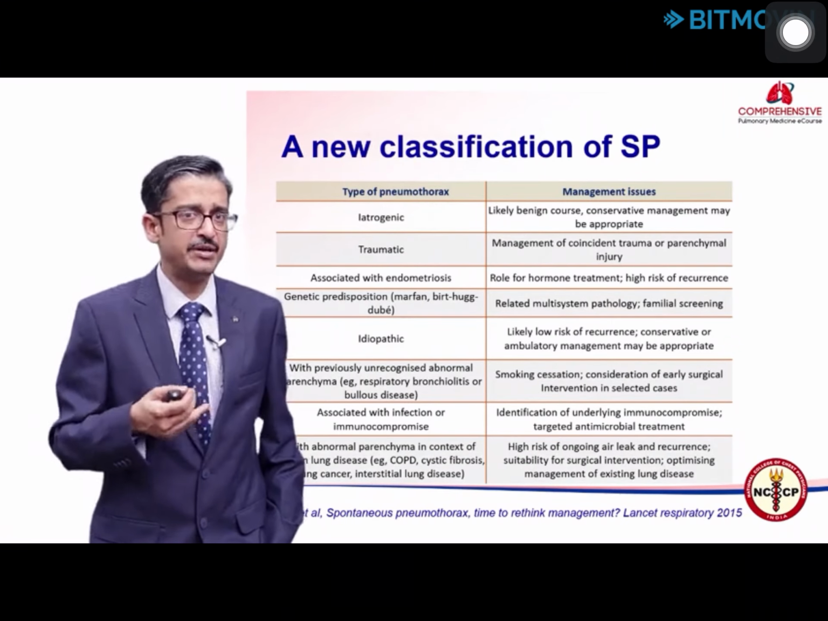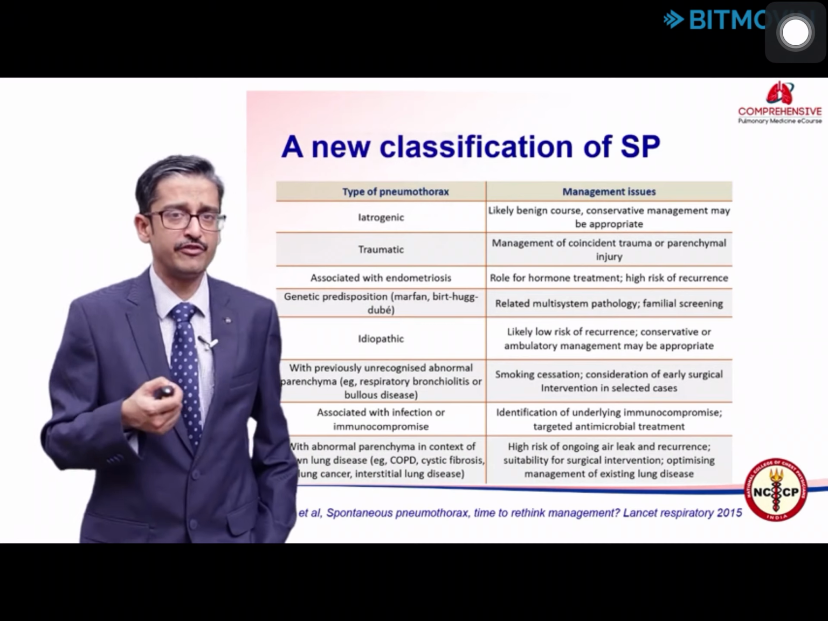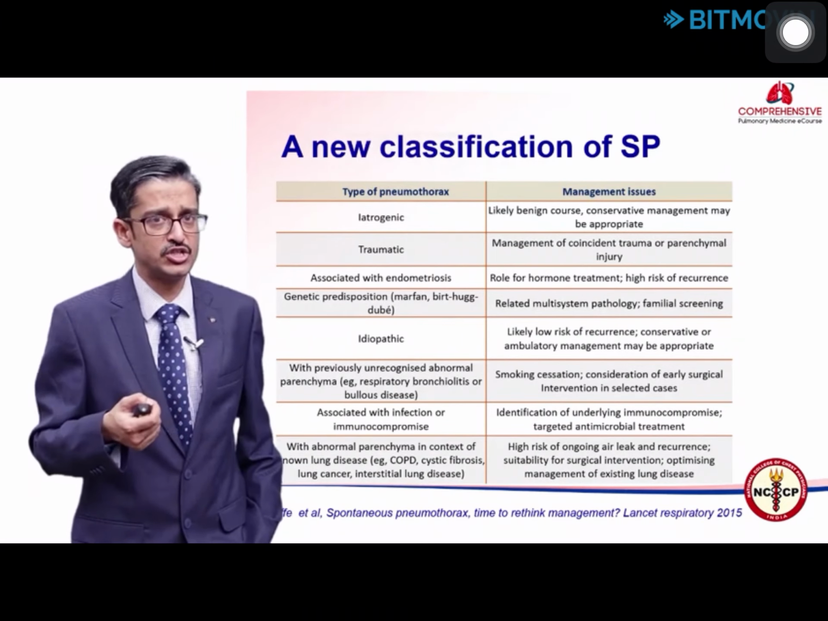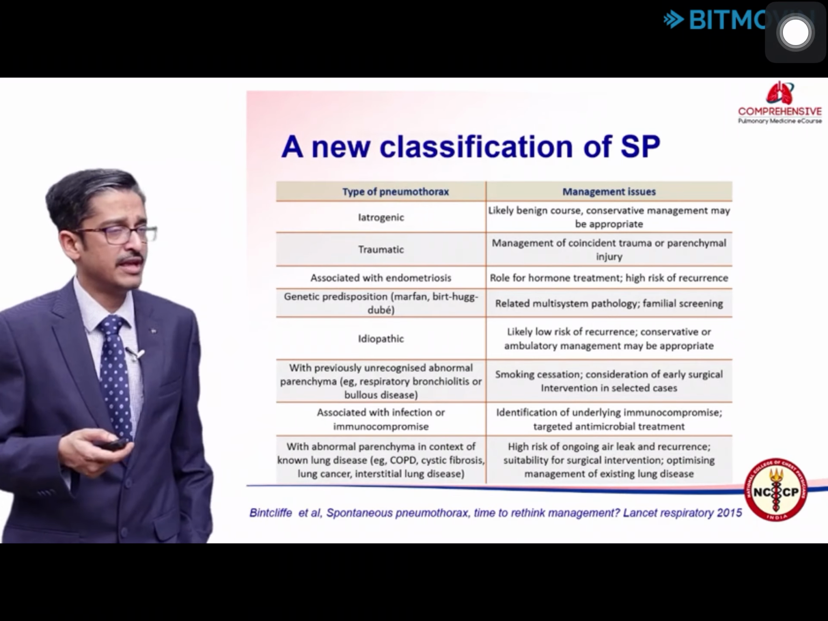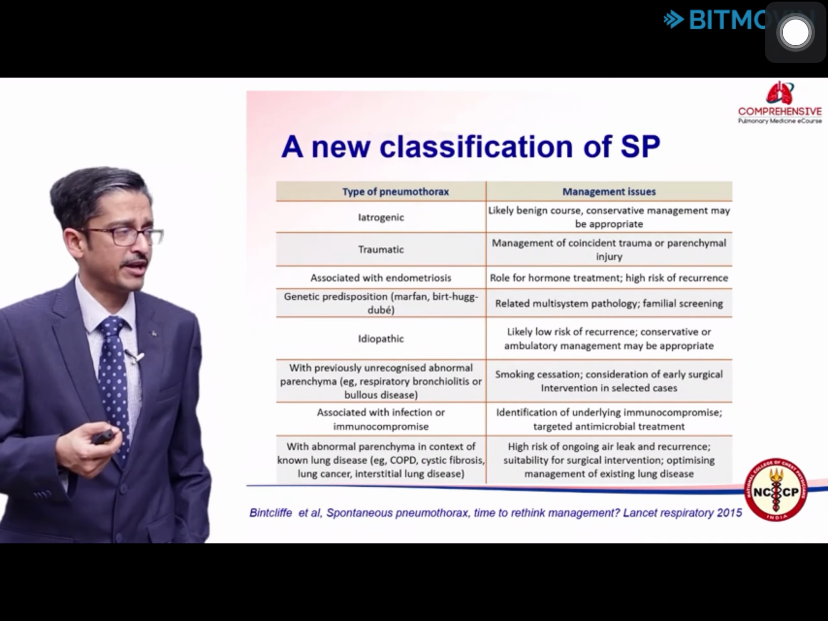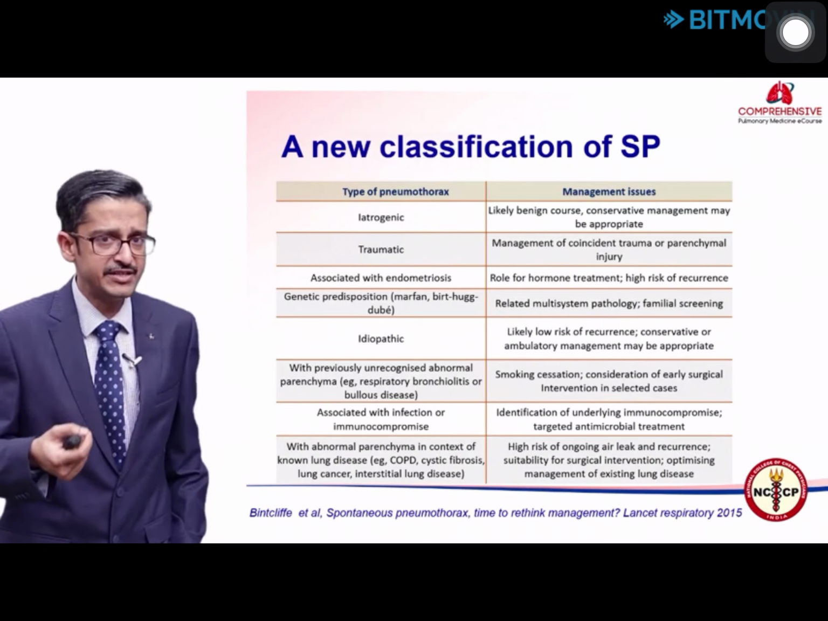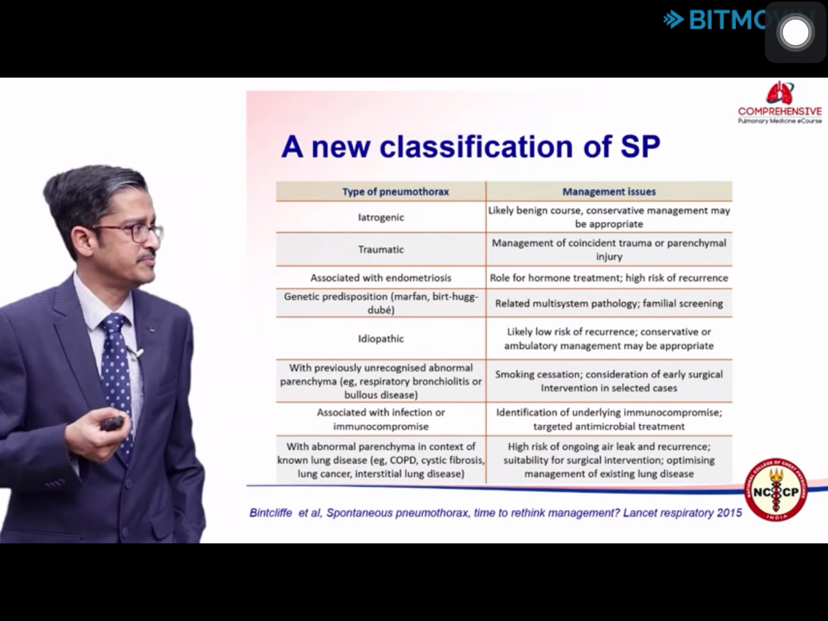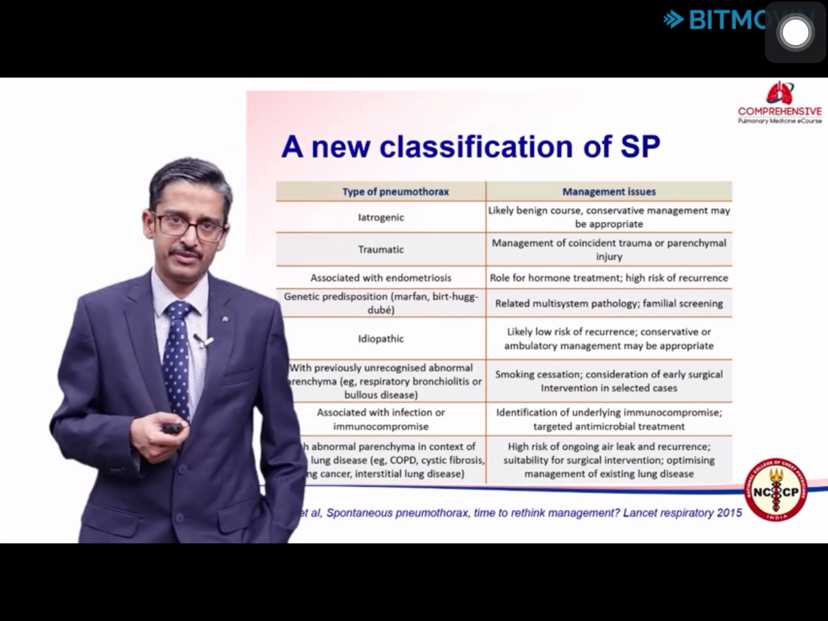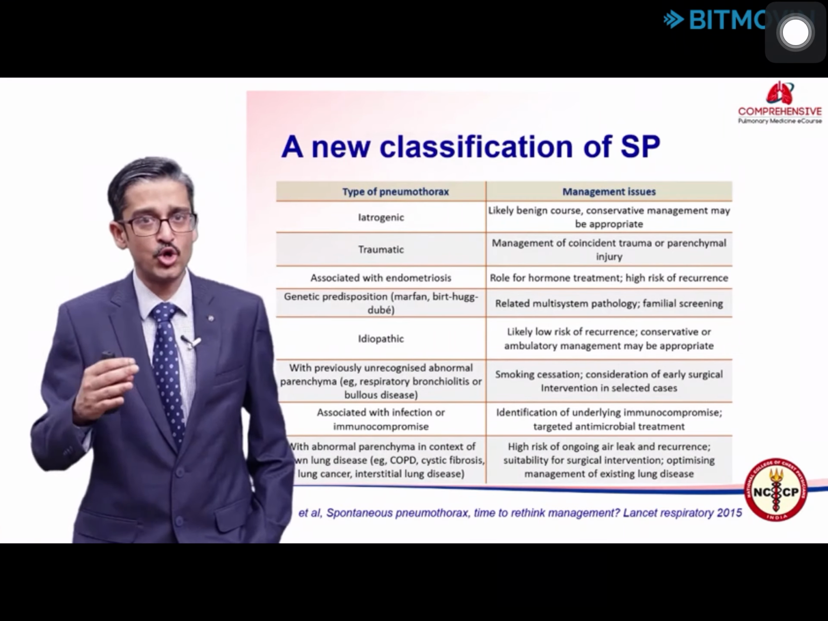It might happen in patients who have evidence of immunocompromise, patients who've got infections like PCP, so Pneumocystis jirovecii infections and so on. And here, obviously treatment of the pneumothorax, but equally identification of the immunocompromise and targeted antimicrobial treatment is very, very important. And then you've got the last group, the one I called old guys.